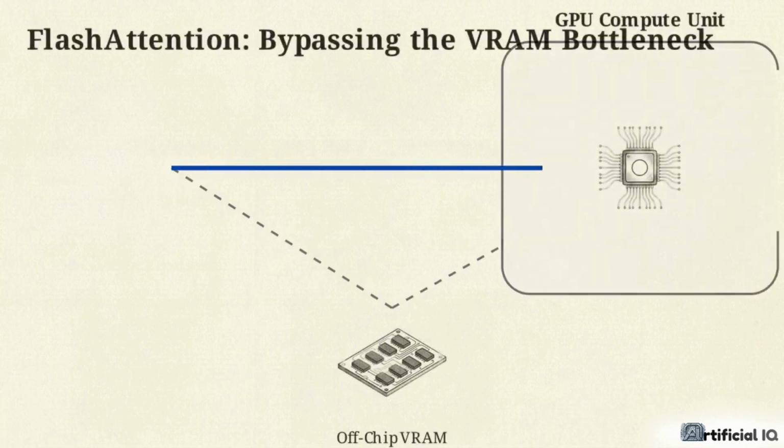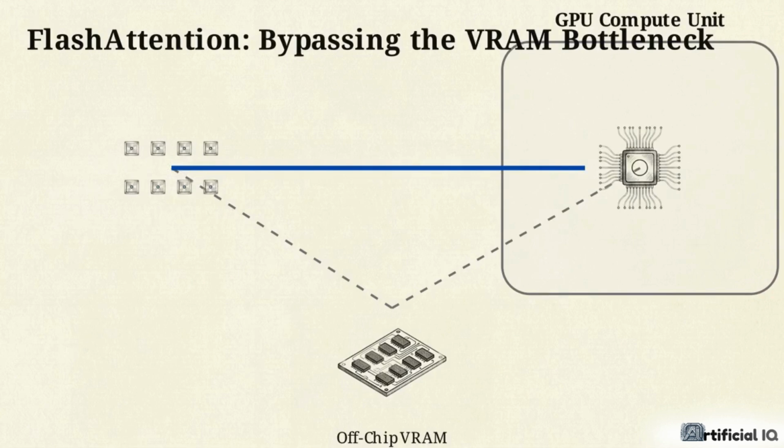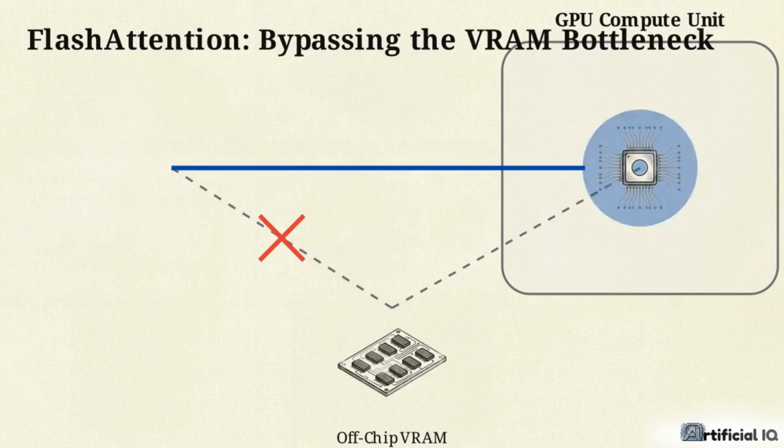This memory hierarchy diagram shows the solution: FlashAttention. It breaks the data down into tiny tiles that bypass the VRAM entirely, slotting perfectly into the GPU's ultra-fast onboard SRAM to complete the math uninterrupted.